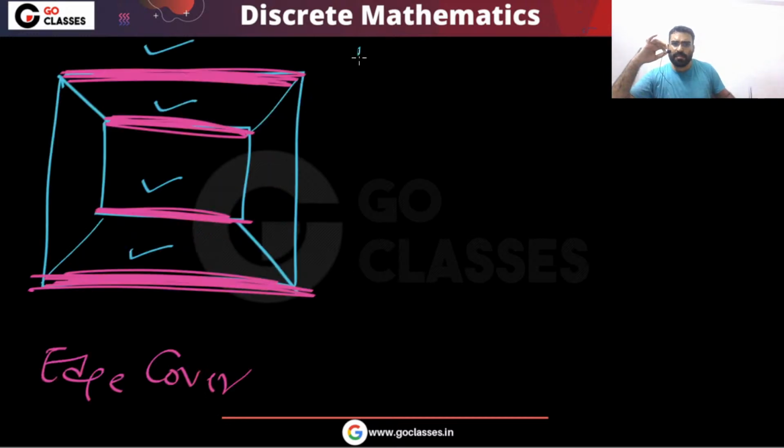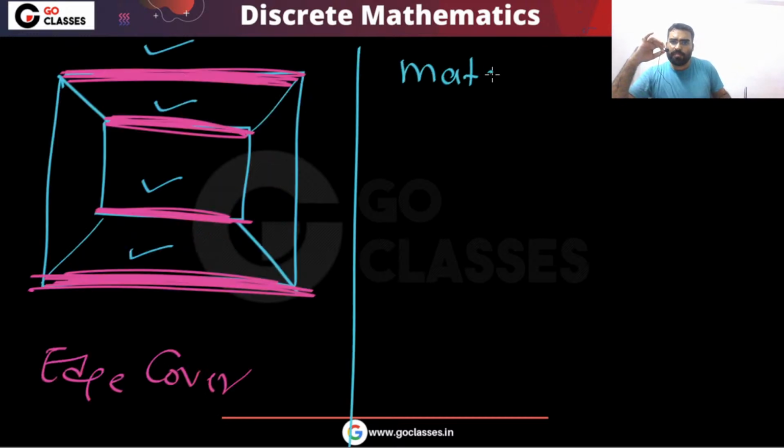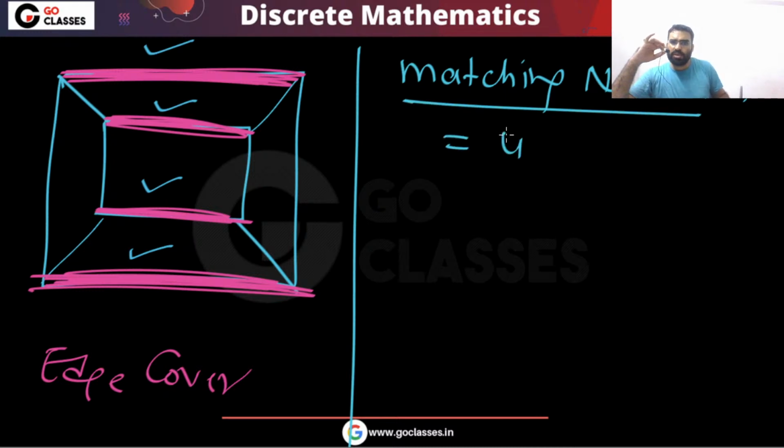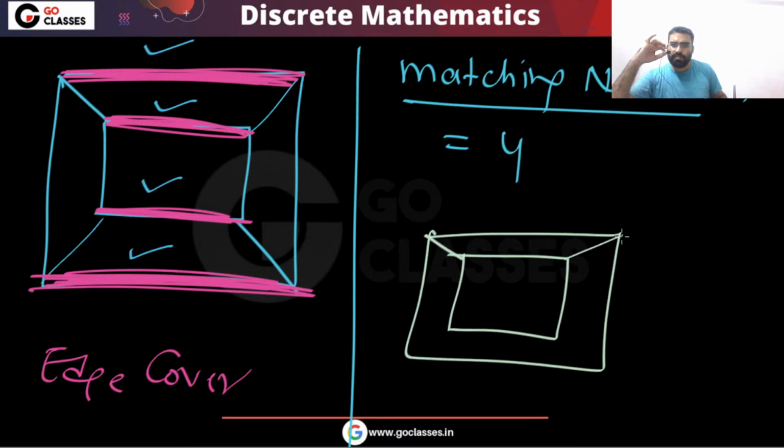And what will be the matching number? This is also a matching. If you notice, this is an edge cover also, and this is a matching also, because in this graph you can clearly see that this edge you can take, this edge you can take. So okay, this is a matching also.